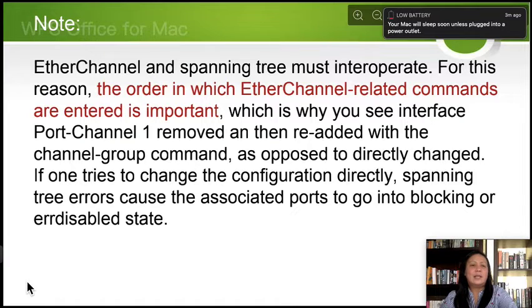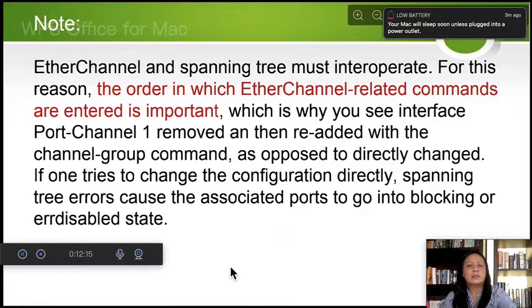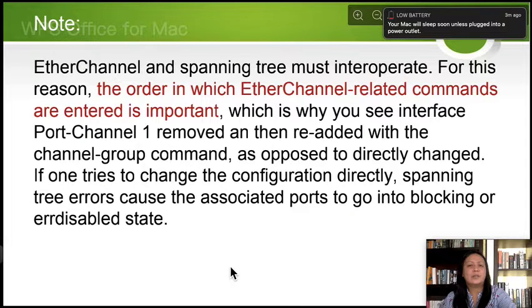And the last is a note: the EtherChannel and spanning tree must interoperate. For this reason, the order in which EtherChannel-related commands are entered is important. This is why the interface port-channel should be removed and then re-added with the channel-group command, as opposed to directly changing it. If one tries to change the configuration directly, spanning tree errors cause the associated port to go into the blocking or disabled state.